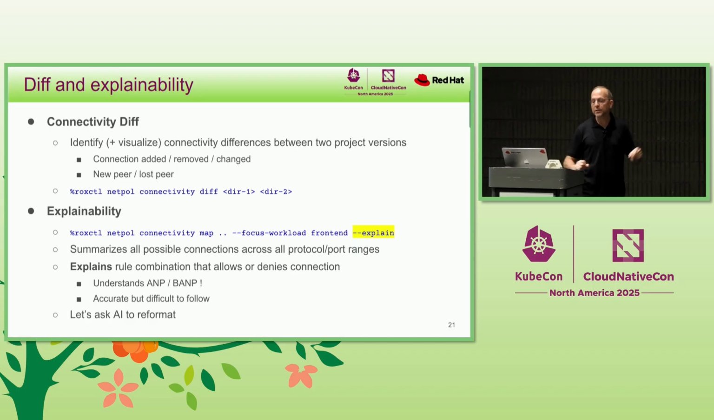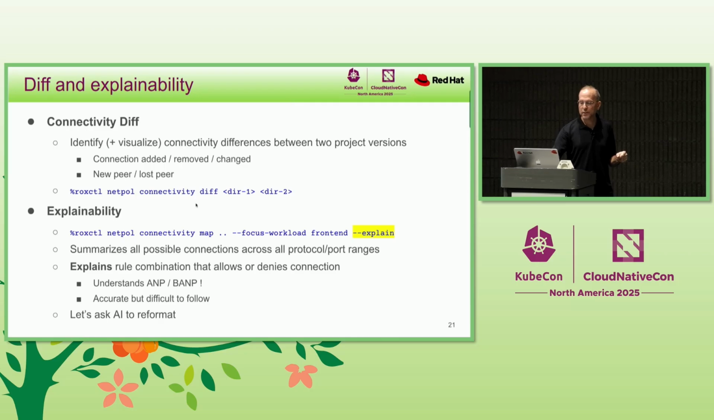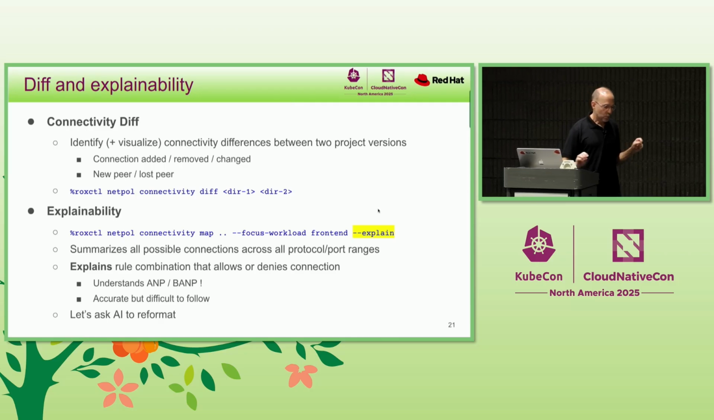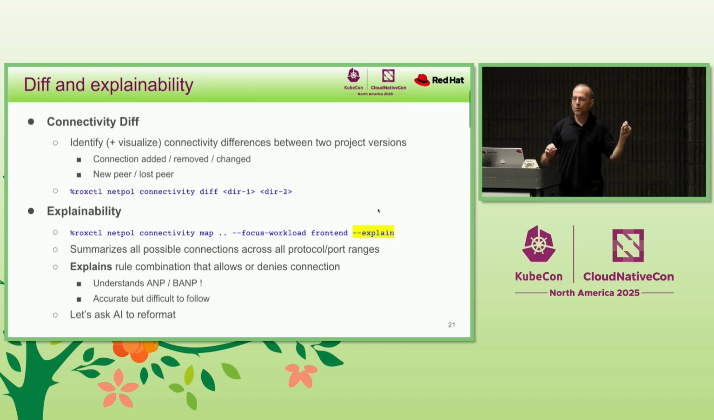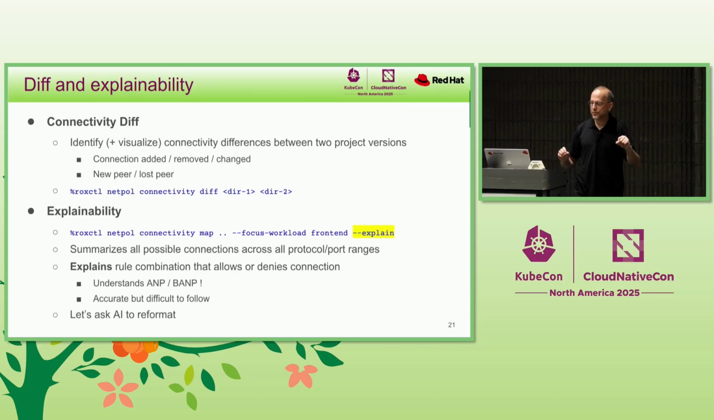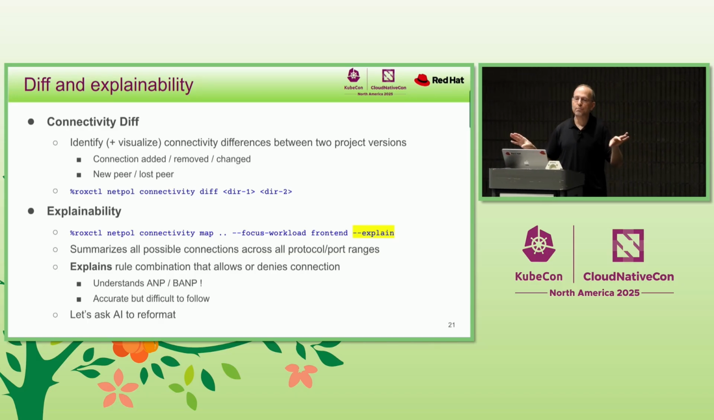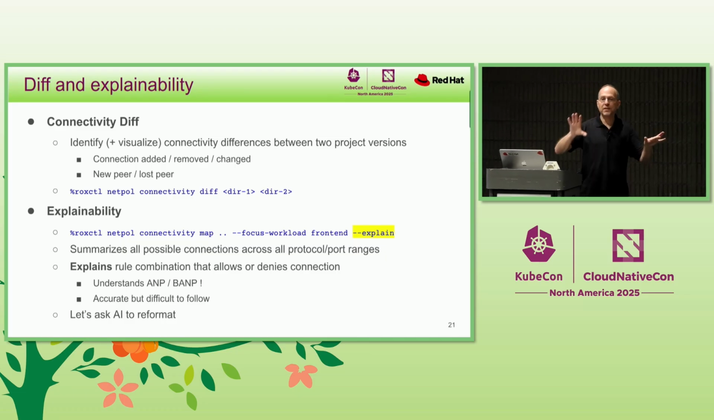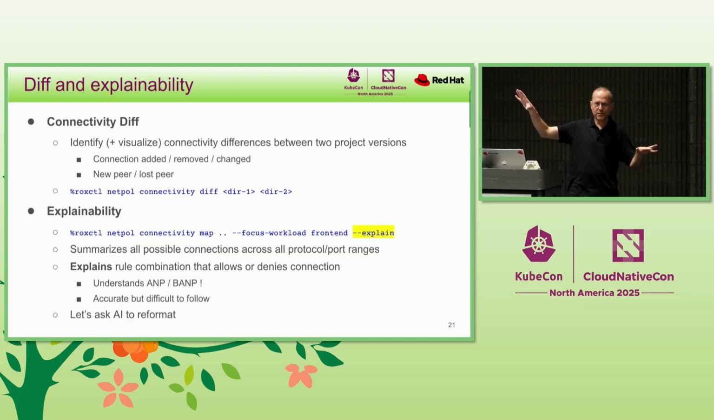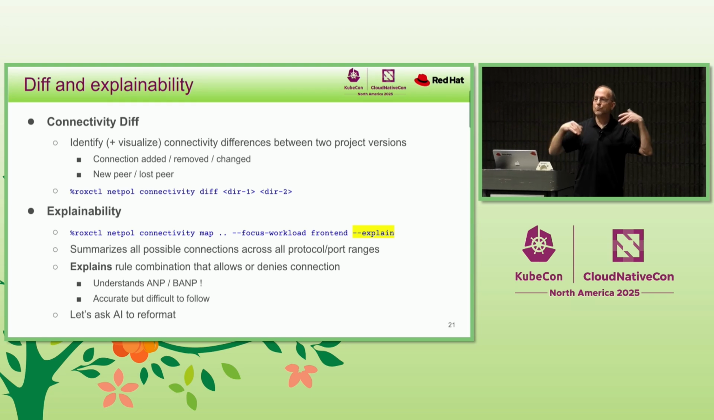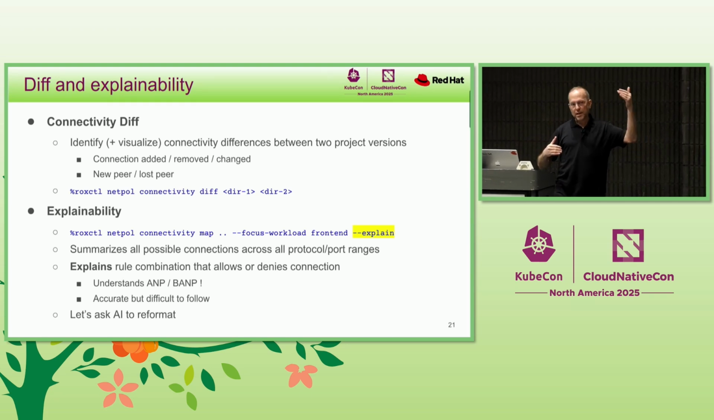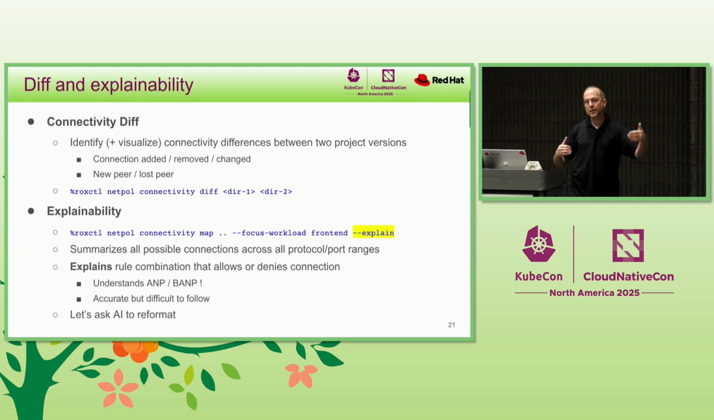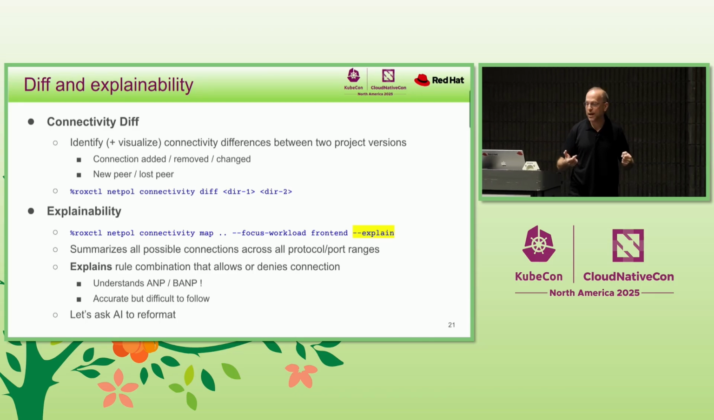Now, for explainability, this is, again, the ROX Cuddle connectivity map command with the explain flag. And what we do is we go over all possible connections across all the protocol port ranges with everything that we see. It's quite an elaborate matrix if you imagine what we're trying to do. And we combine all that knowledge with AdminNetworkPolicy to show you the rule stack that made something be allowed or denied.